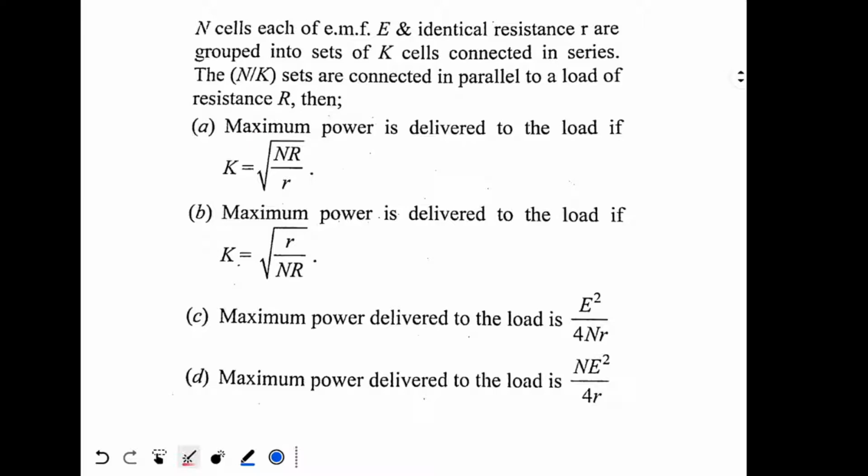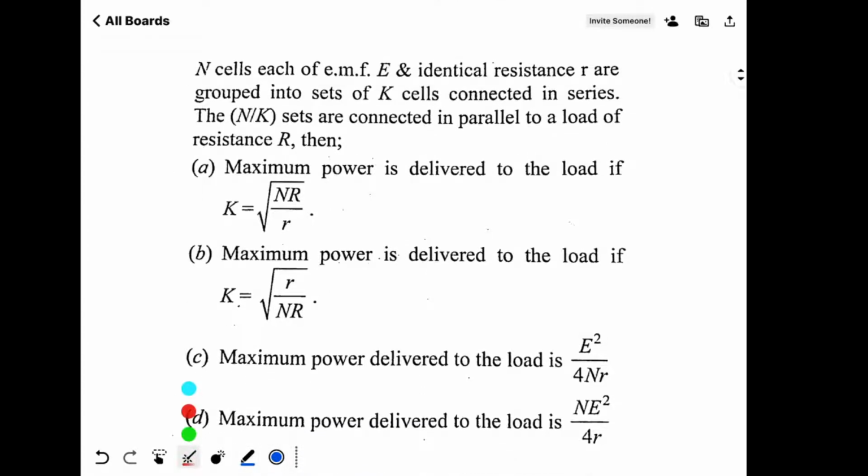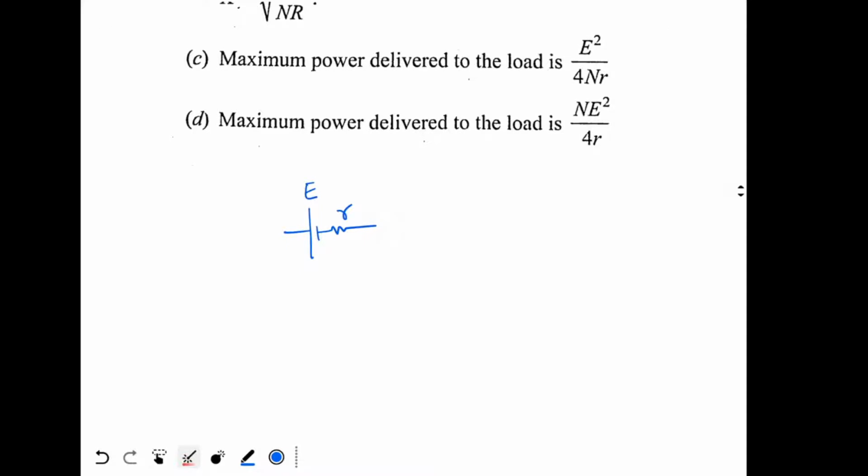So first of all, let's draw a single cell. The single cell looks like this, E and R. Then K such cells are connected in series, so I just join them together. It goes on like this. We have got K such cells in a series.